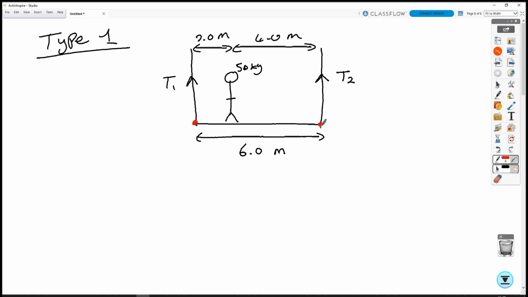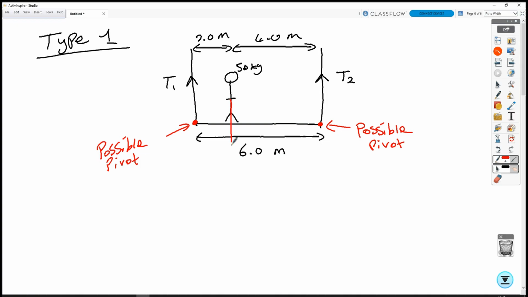So here and here. These are our possible pivots. These are the places that we're going to take moments from. We're going to assume that the platform has no mass, or it's got negligible mass, so that the person who's standing on it has a lot more mass than the platform itself. Otherwise, usually we'll have to take that into account as well.